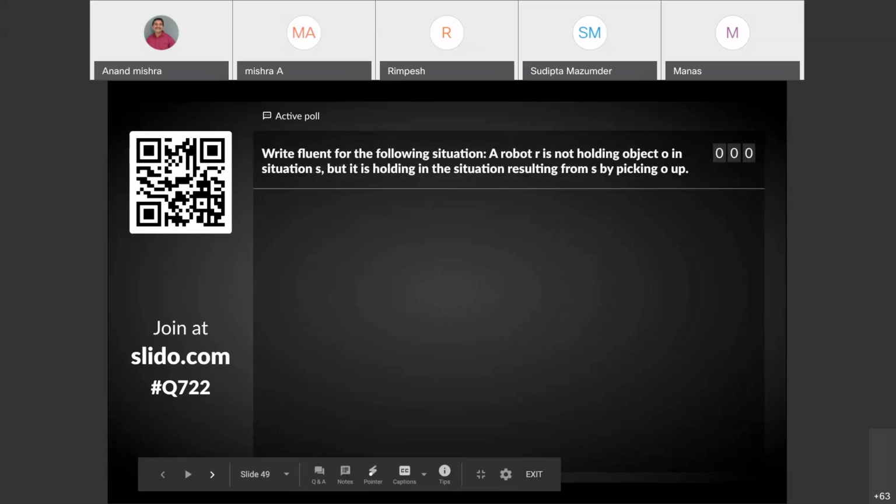A robot R is not holding object O in situation S, but it is holding in the situation resulting from S by picking O up. So there are two parts, two clauses. One is it is not holding object O in situation S. How do you write it? First part, a robot R is not holding. I am not saying the statement not, but you can write something like not holding.